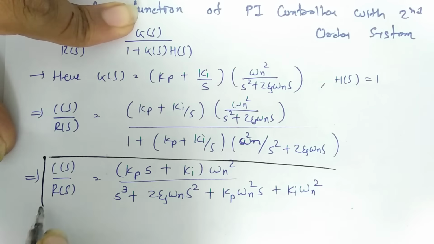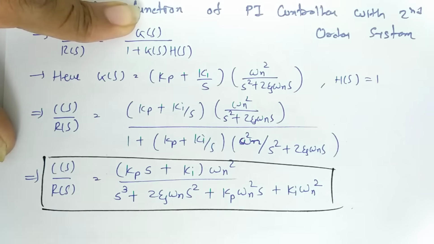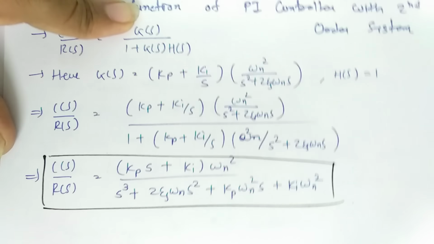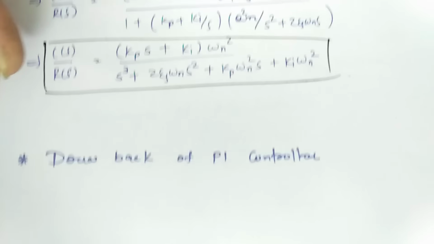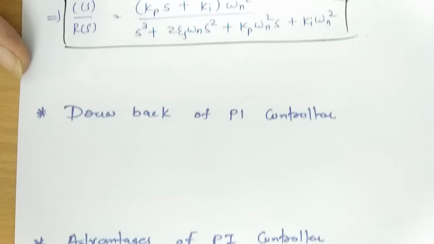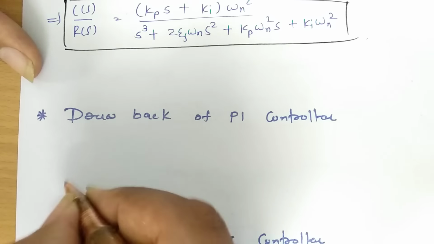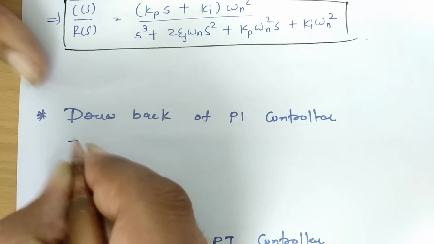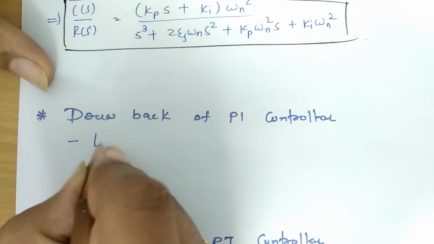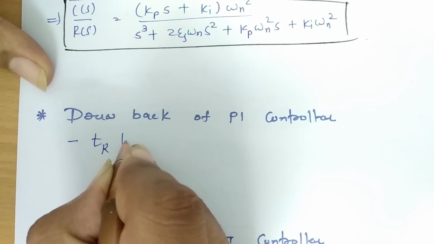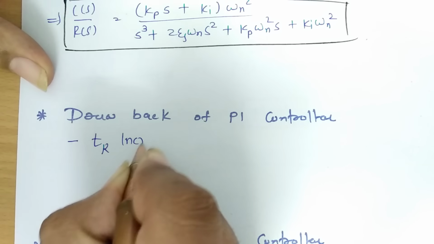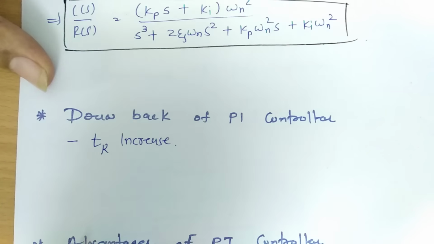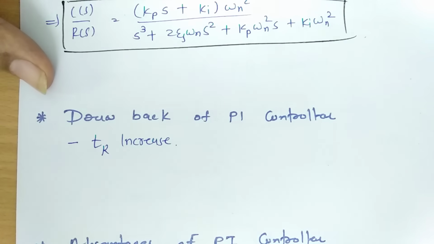So this is the PI controller's transfer function which we are having right now. Now, what are the drawbacks of PI controller? When we talk about drawbacks of PI controller, the basic drawback is increase in rise time. So there is an increase in rise time that is happening because of PI controller. And why does that happen?